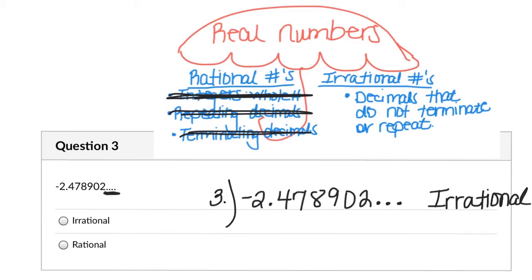And I'm not going to write a reason there because there's only one option for irrational numbers. Decimals, which this is. Decimals that do not terminate, which means stop. And I know it doesn't stop because of the dots. Or repeat. And I know it doesn't repeat because all my numbers are different. So this one is irrational.